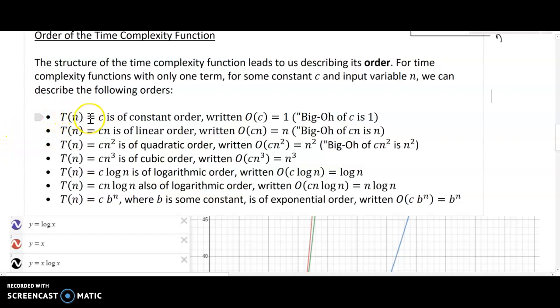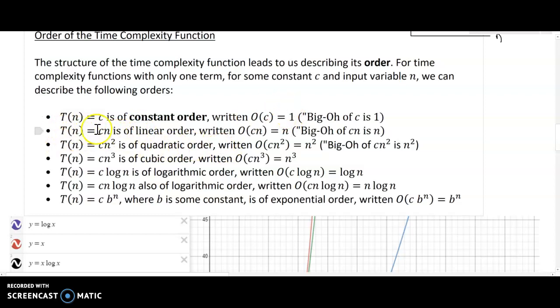So if your time complexity function is a constant, we say that it's constant order. And we usually write that with this big O notation. We won't get really heavy into the mathematics of the big O notation, but we would write that the order of a constant is 1. We'll get back to why we say this is 1. 1 is sort of the base constant, and all of these orders are going to be described in terms of the base constants.